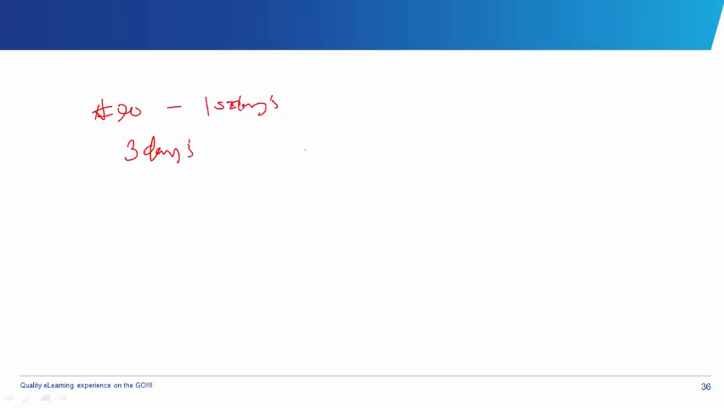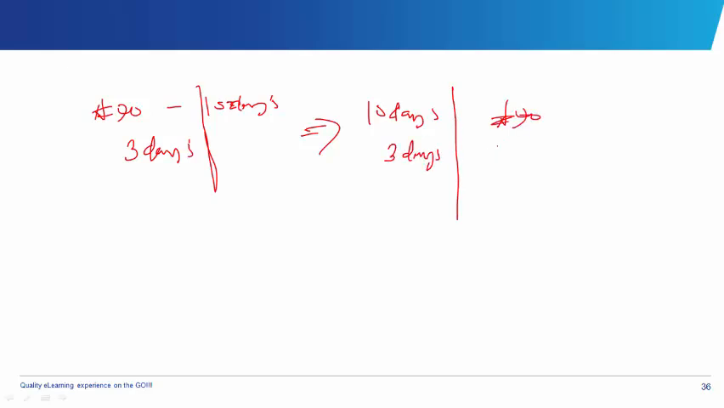Now the first thing we'll do is put the days in order. 90 naira for 10 days. 3 days, we'll arrange it this way. We'll put the days on one side: 10 days is 90 naira. What is 3 days? 3 days will be what?